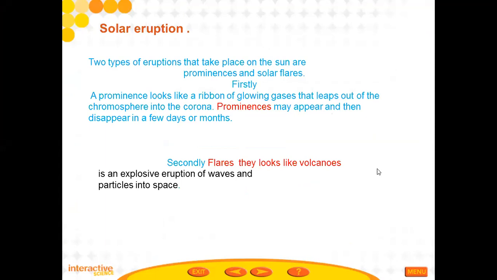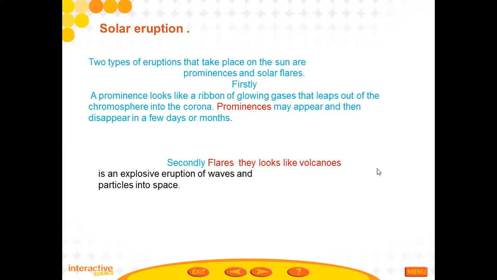A prominence looks like a ribbon of glowing gases that leaps out of the chromosphere. Remember, the chromosphere is the second layer of the atmosphere of the sun, into the corona, which is the outermost layer of the atmosphere of the sun. Prominences may appear and then disappear in a few days or months. It takes a long time, and it is very huge.